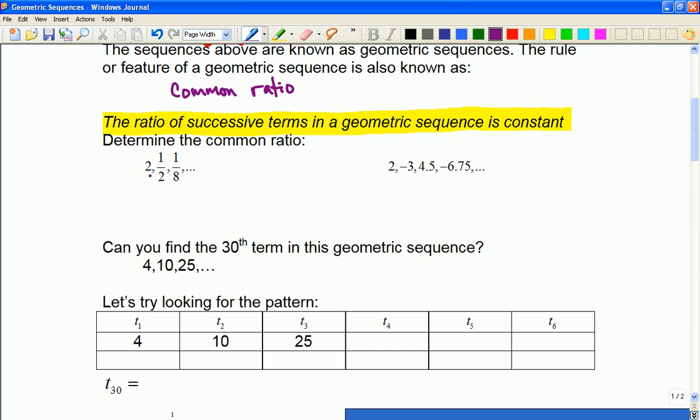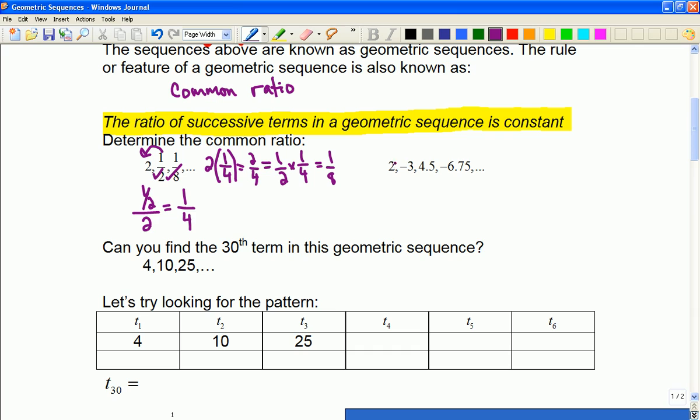In this one, I'll just take the first two. So it'll be 1/2 divided by 2. So that's 1/4. So the common ratio is 1/4, and you can verify it. 2 times 1/4, that's 2/4, which is 1/2. So that got me to the second term. And if I multiply it by 1/4 again, then I get 1/8, which is the next term.